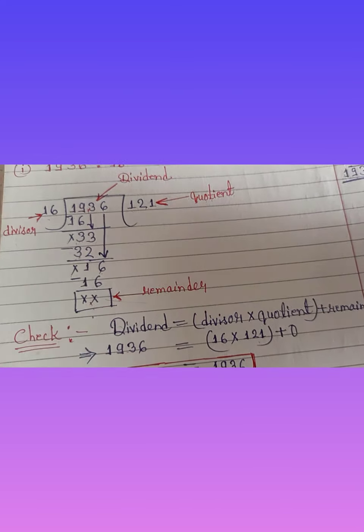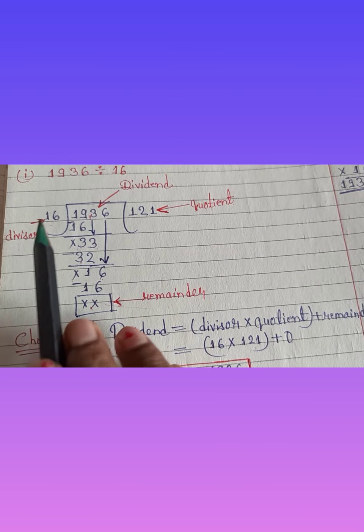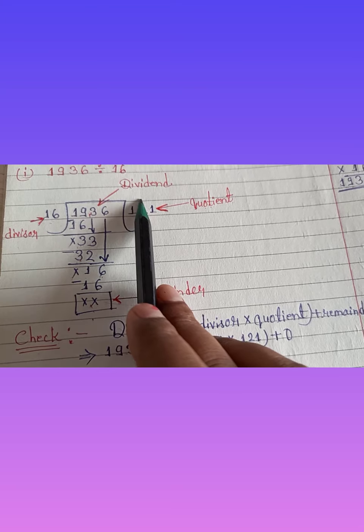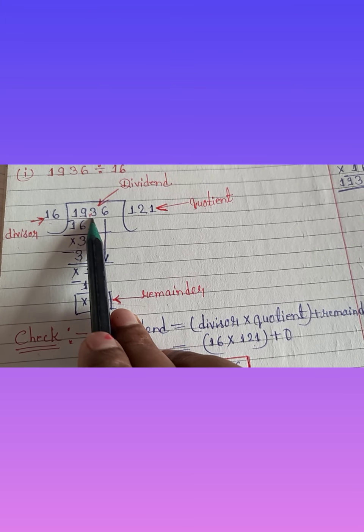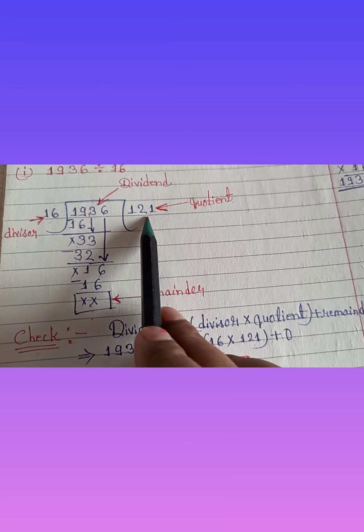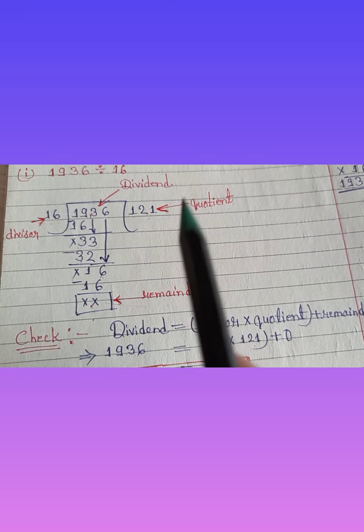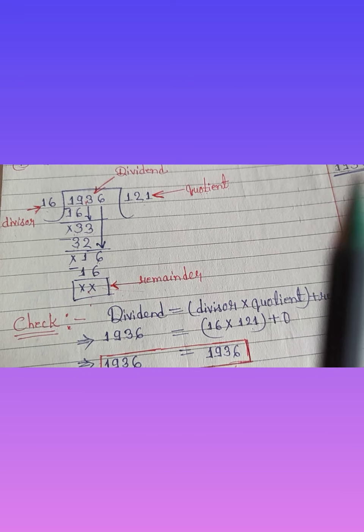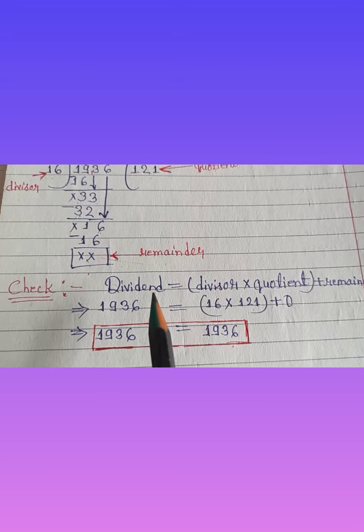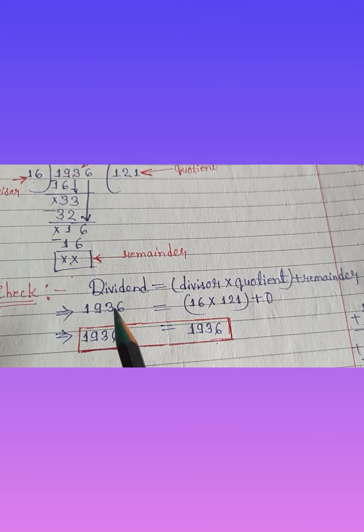So finally you can see, students, our divisor is 16 here, our dividend is 1936, our quotient is 121, our remainder is 0. So now it's time for checking our answer by corresponding multiplication.